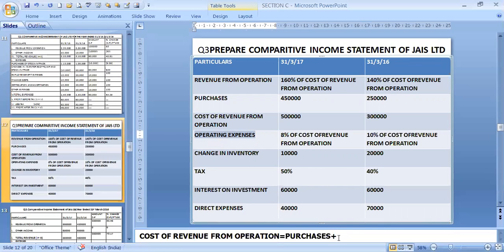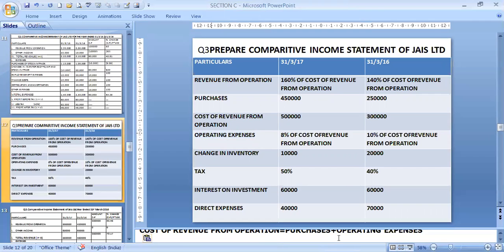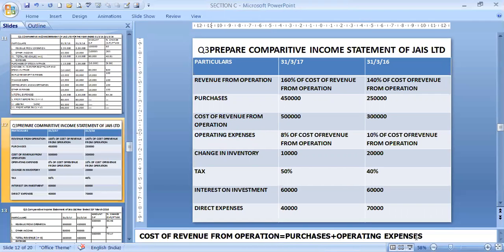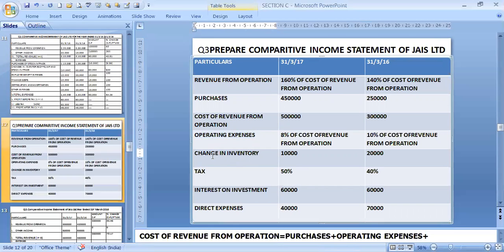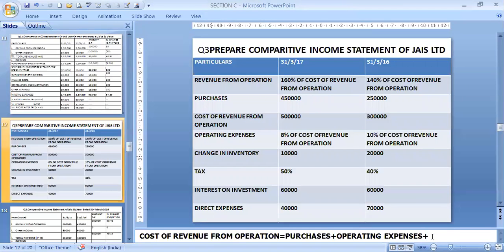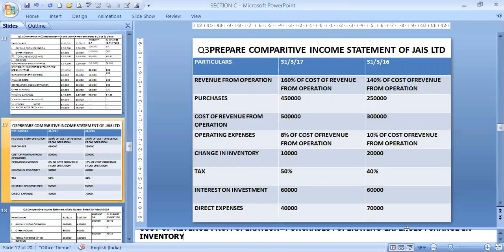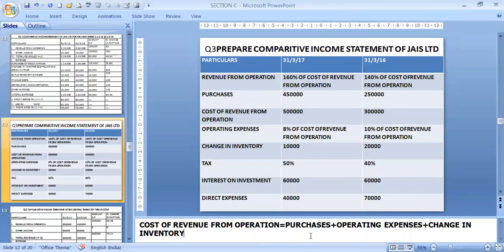Operating expenses, this one has come now, a new one. It means expenses; in the last sum it wasn't there, that's why we had not taken it. Plus change in inventory, change in inventories. So this has to be considered while taking this part. So this is the formula: cost of revenue from operation is purchase plus operating expense plus change in inventory.